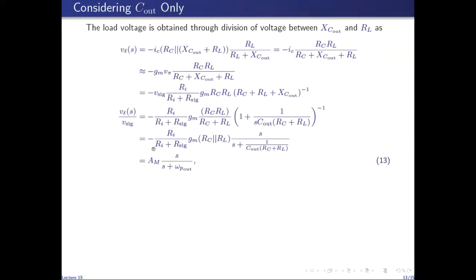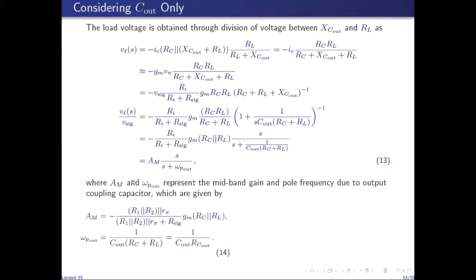Again, the product of the first two terms here can be seen to be equal to the mid-band gain of the amplifier. And we can replace the inverse of this time constant with another angular frequency. This time it is the time constant because of C out, so we call it omega P out. So AM is the mid-band gain of the fully bypassed common emitter amplifier, and omega P out is the pole frequency due to the output coupling capacitor C out, and is given by the inverse of this time constant.